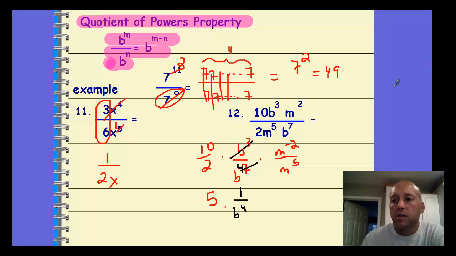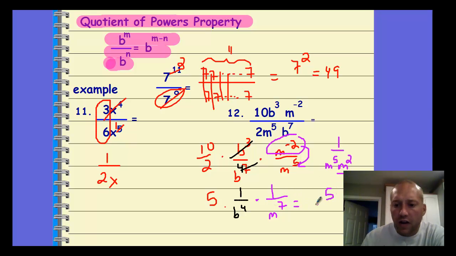And for the m's, I have a negative value here. So if I want to make that become positive, I want to put it in the denominator. So that's the same thing as 1 over m to the 5th. That stays in the denominator, times m squared. I move this m to the negative 2 to the denominator to make it positive. So if I multiply there, it's going to be 1 over m to the, add those, because they both have the same base m, 5 plus 2 would be 7. So I'd write the final answer as 5 over b to the 4th times m to the 7th.